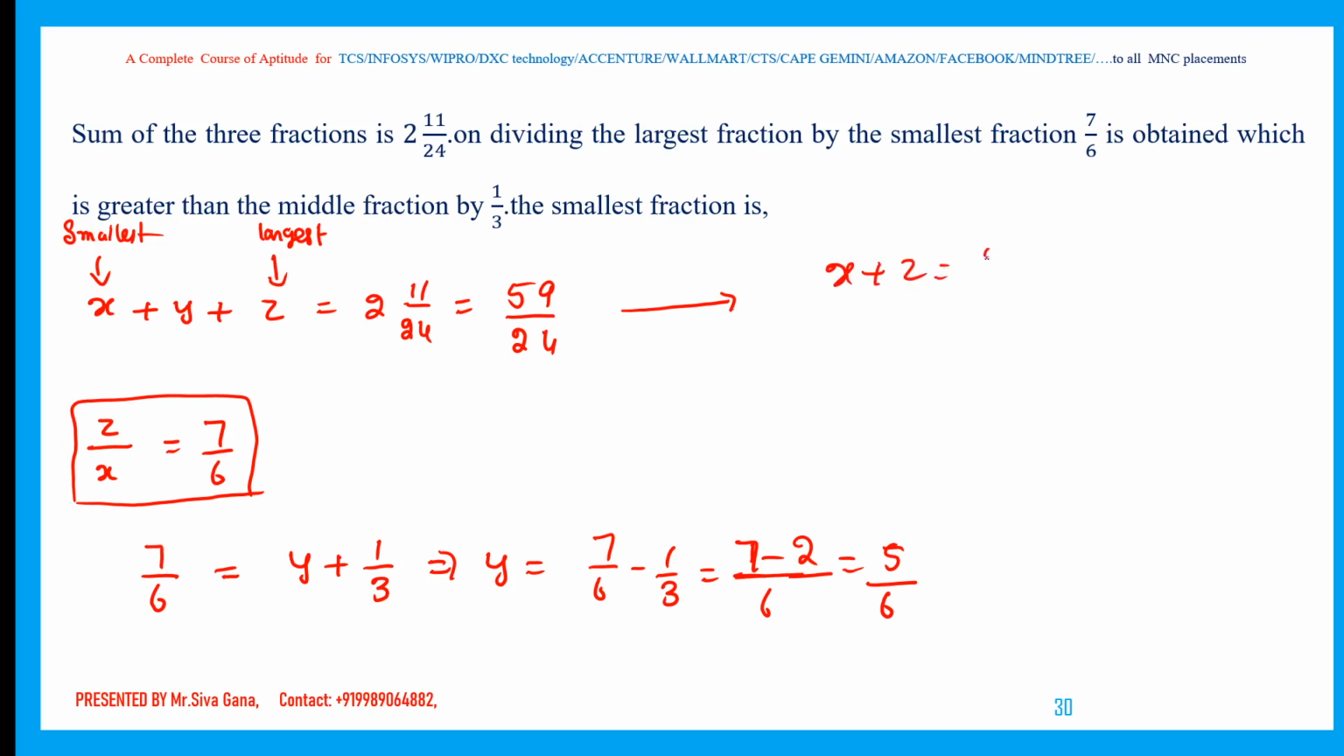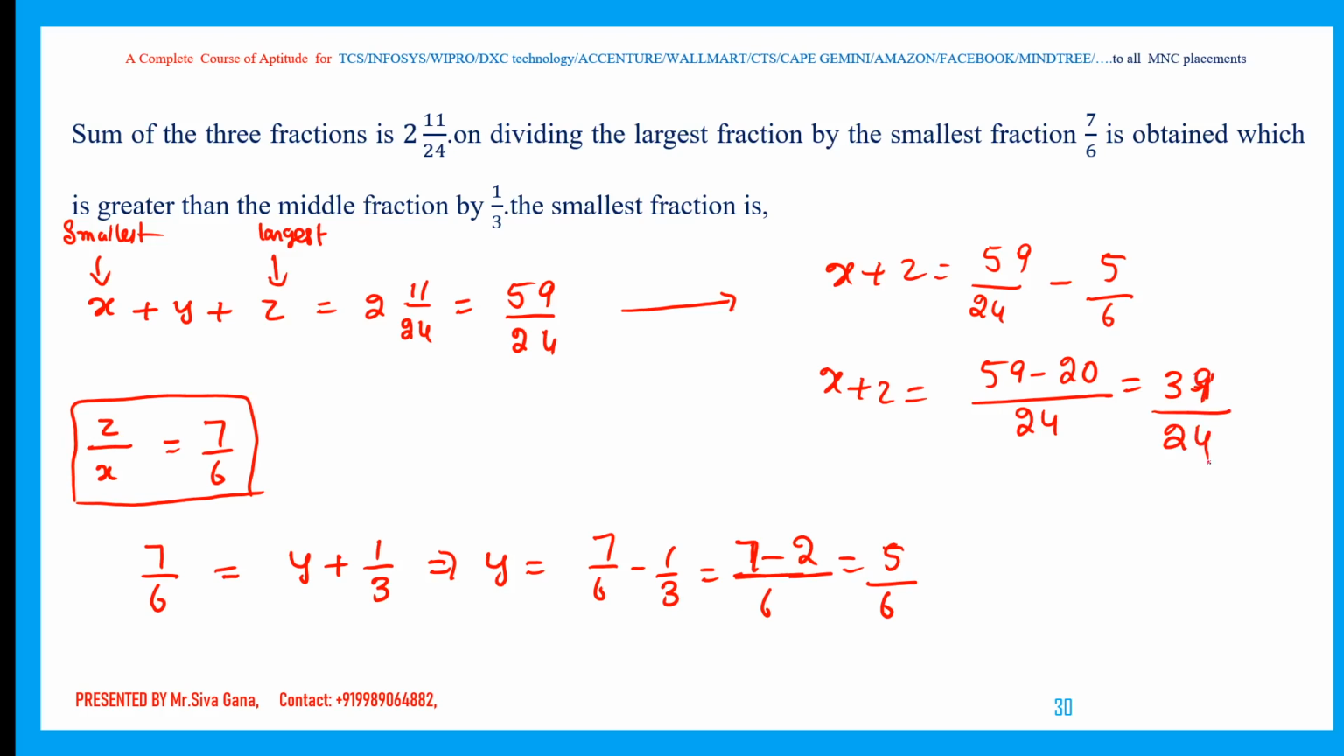Therefore, x plus z is equal to 59 divided by 24 minus y. y is nothing but 5/6. Therefore, x plus z is equal to 59 minus 6 fours, 5 fours are 20. 59 minus 20, 39 divided by 24. This is x plus z. Now, the smallest fraction x we need, right? We have z by x. If we divide by x, x by x is nothing but 1 plus z by x.